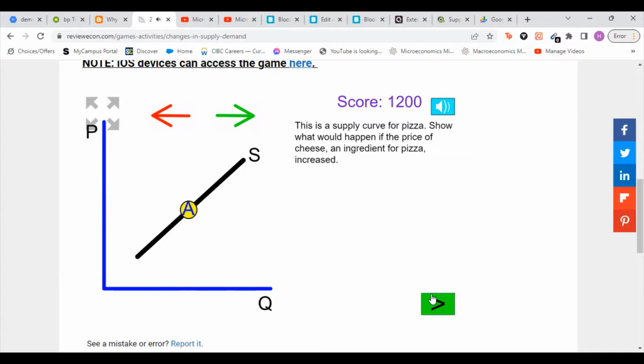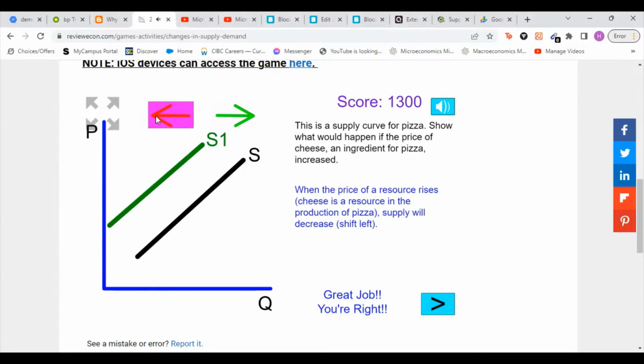And this is the supply curve for pizza. Show what will happen if the price of cheese, an ingredient for pizza, increased. What would happen? Along the supply curve to the left. They would produce fewer pizzas because one of the ingredients is more expensive. So supply would shift left.